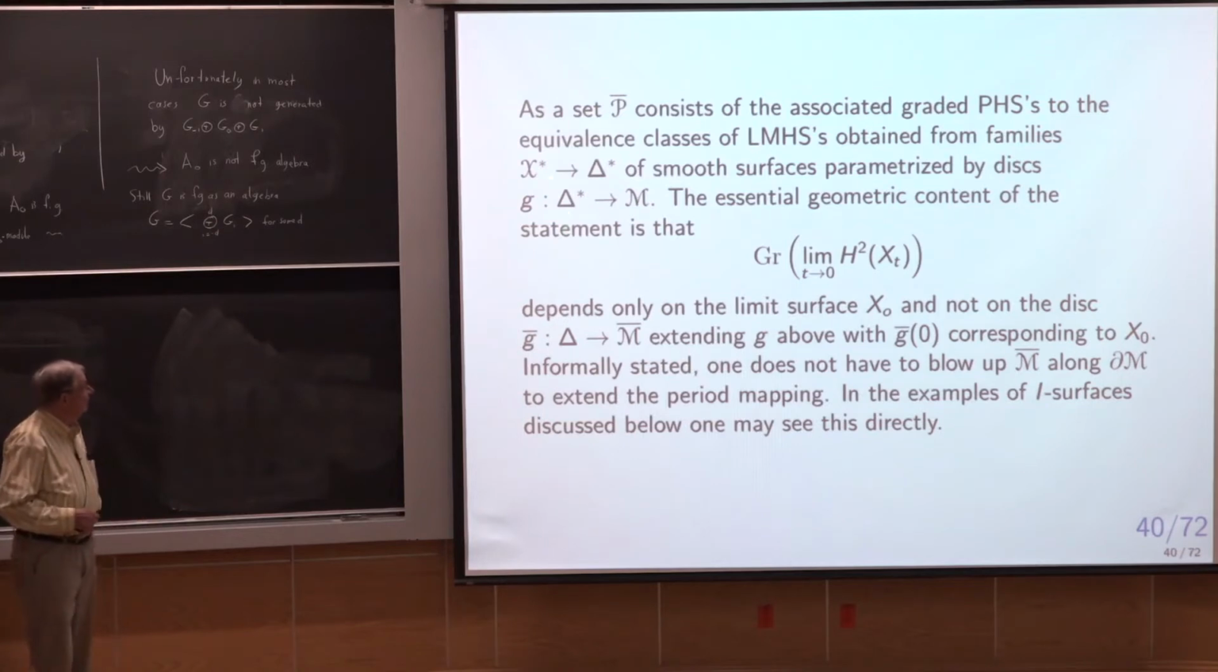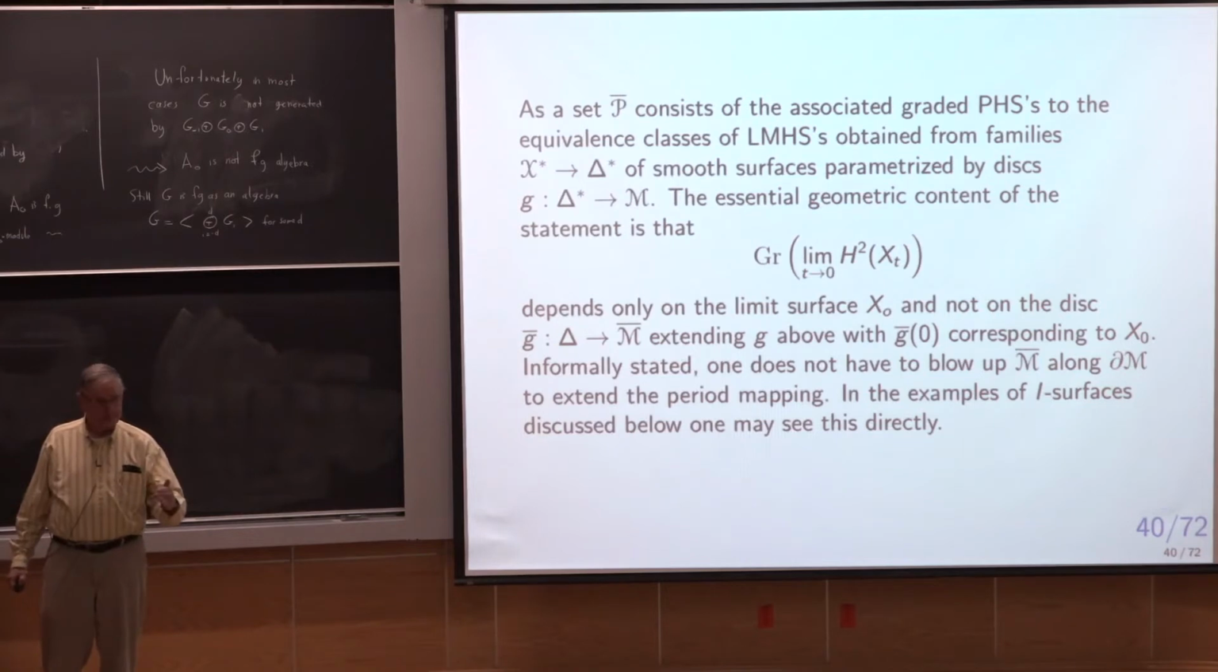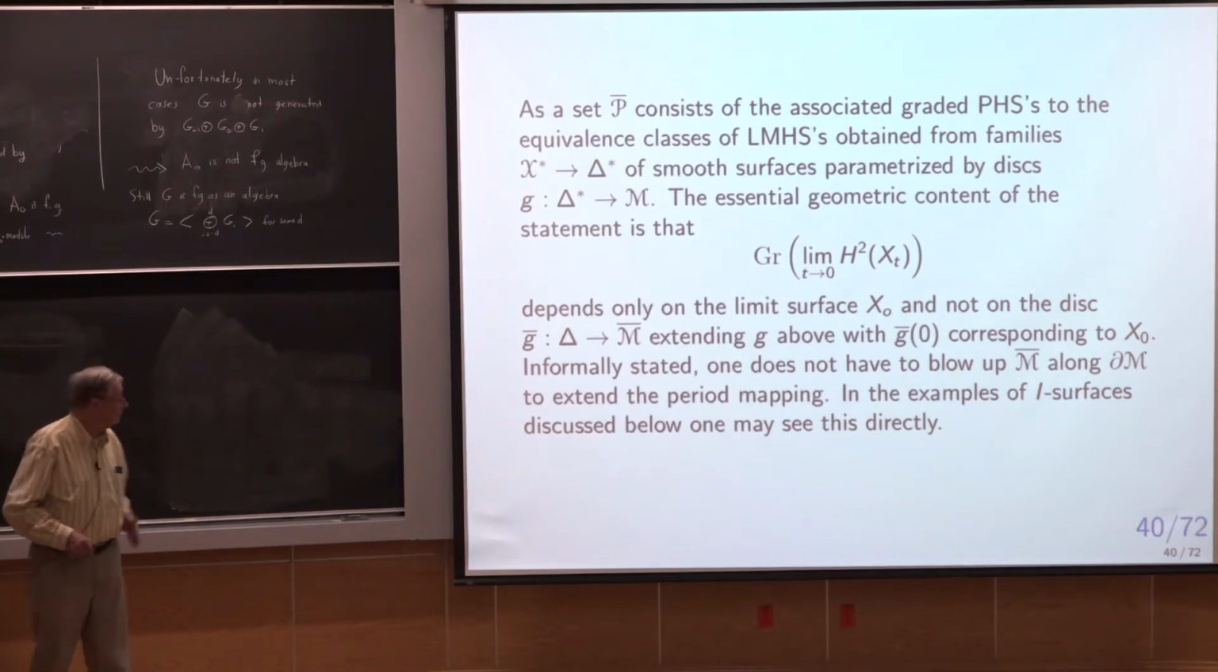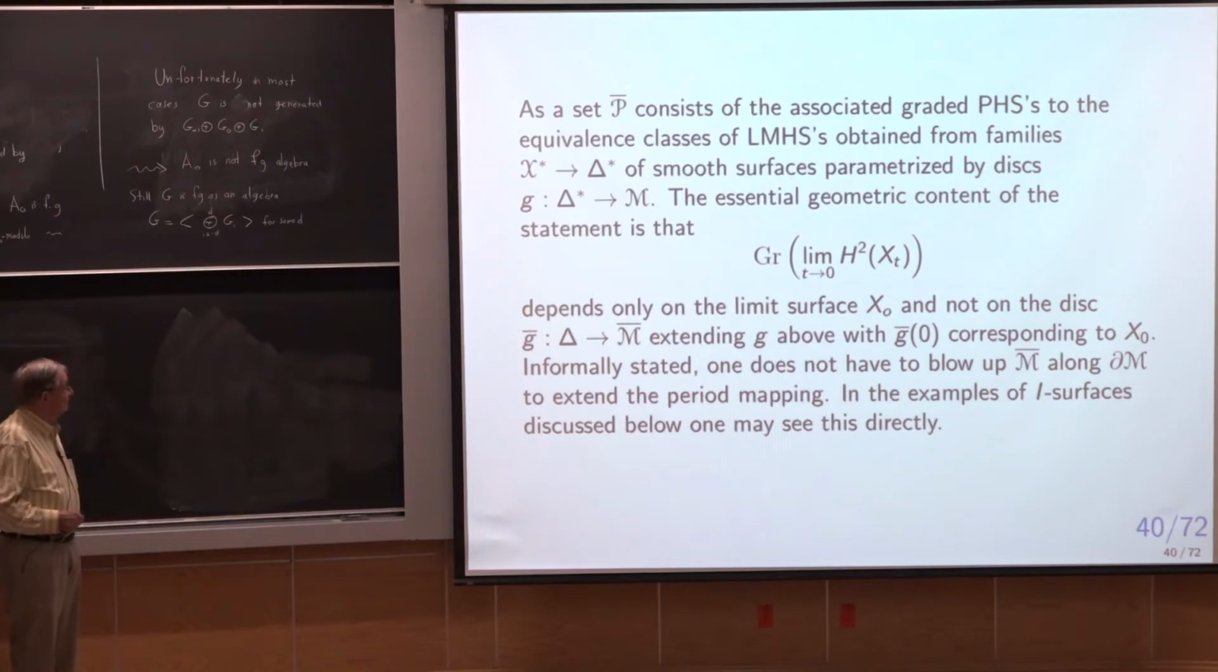This P bar is the associated graded polarized Hodge structures to the limiting mixed Hodge structures. So what it means is that you go to the limit, you get a limiting mixed Hodge structure, throw out the extension data. That's the minimal amount of information, if you like, that you can usefully, I think, consider in the limit. In the classical case, this was the Baily-Borel-Satake compactification of abelian varieties and K3s. So that's what this thing is as a set.